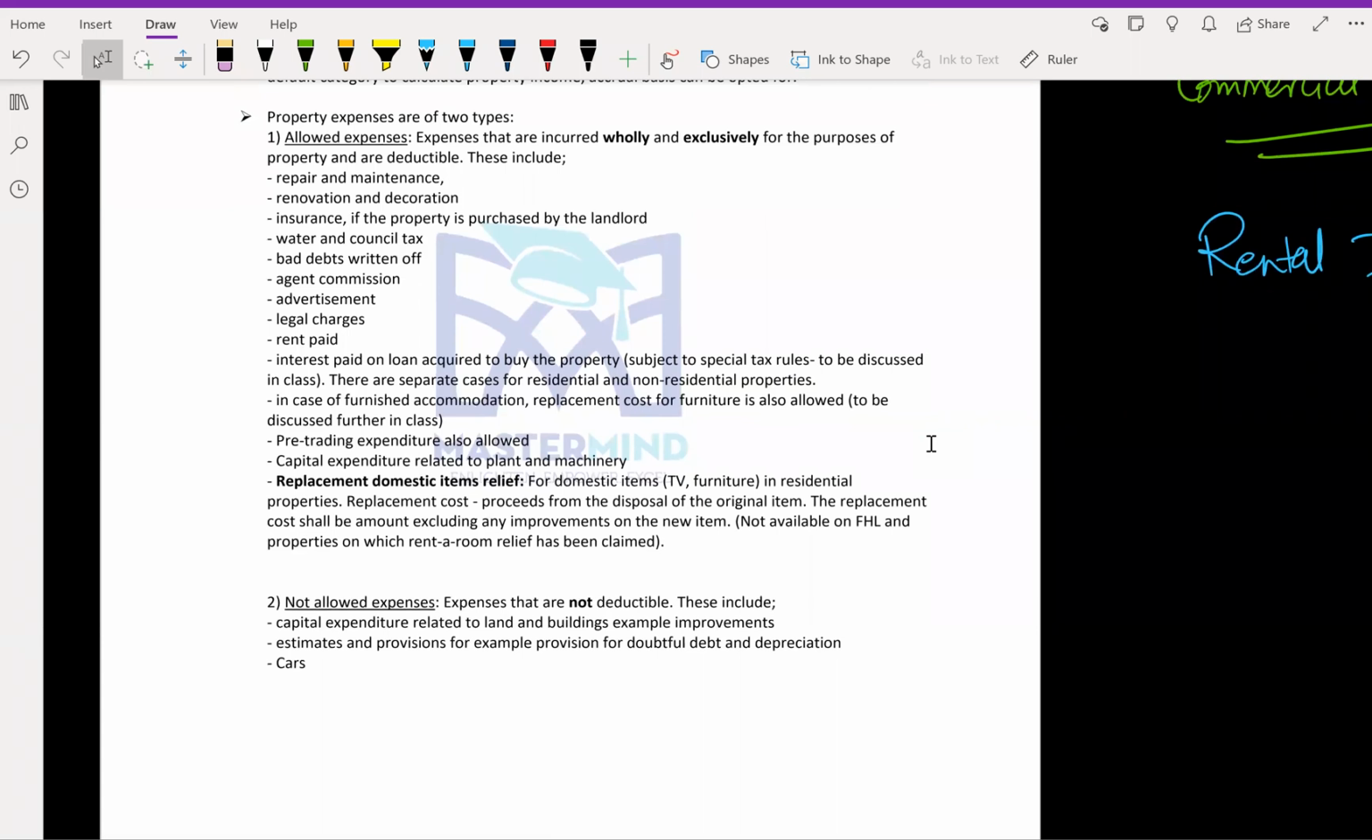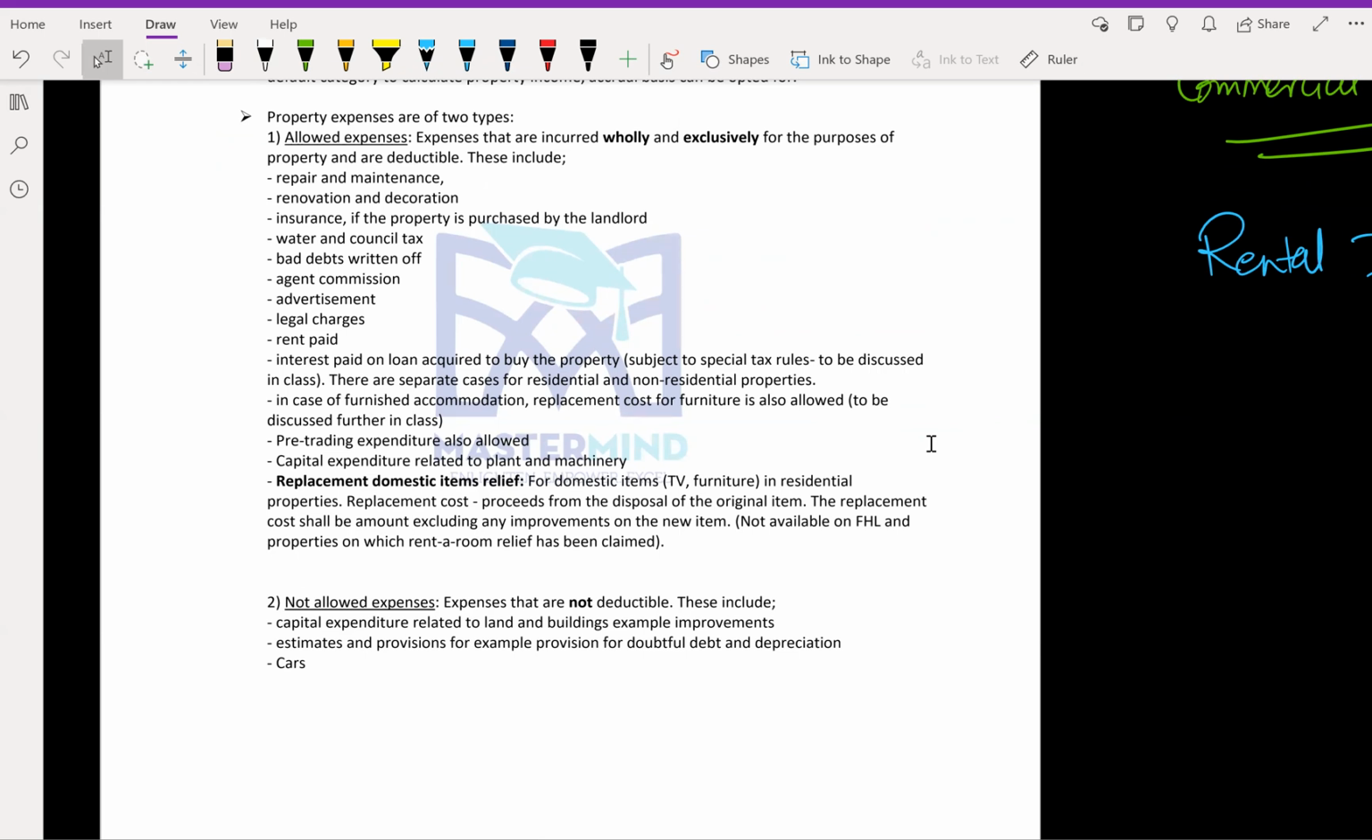Now it says property expenses are of two types, which certainly is not just in property income, it's in all incomes: allowed expenses and not allowed expenses. That means expenses that you have incurred and are valid for tax purposes to be deductible. And expenses that are not allowed are actually expenses that you've incurred, but you cannot deduct them from your profit and loss statement.